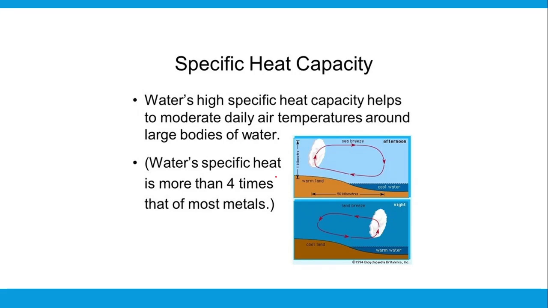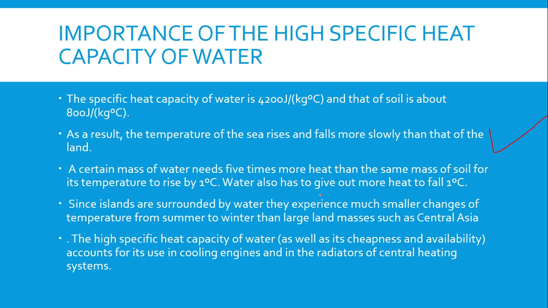So if you're standing on a seashore, you can really observe how both of them are exposed to the same environment, but water is usually cooler than the warm sand or the land that you are standing on. That's really because of the high specific heat capacity of water, that it needs more heat to get the same level of temperature rise than the land. So a certain mass of water needs 5 times more heat than the same mass of soil for its temperature to rise by 1 degree.